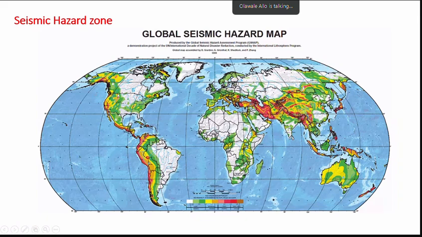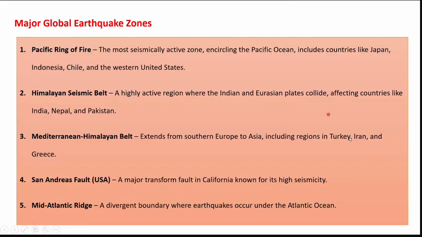I think this is South America, North America. The San Andreas zone is somewhere here. You can see this is around Asia, Japan, and all that. So this map shows areas around the globe where we have different earthquakes and how destructive or serious those earthquakes could be. Now, major global earthquake zones: your duty is to look at all these places on the map.